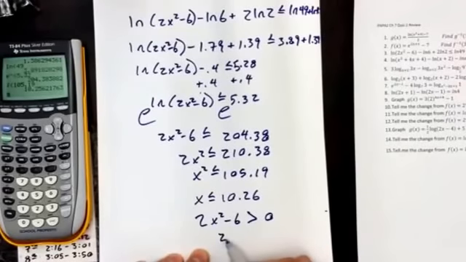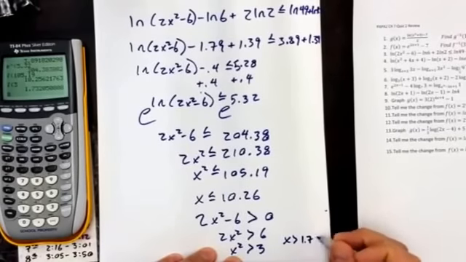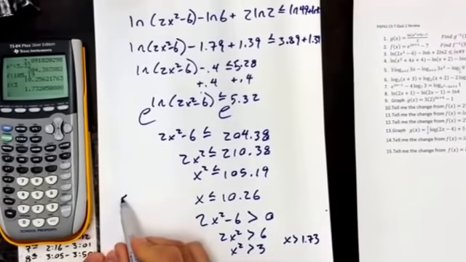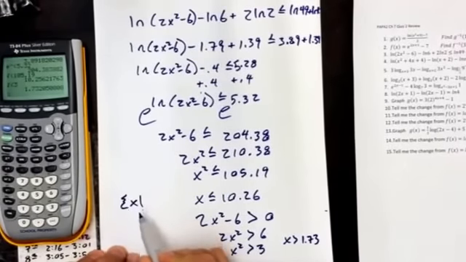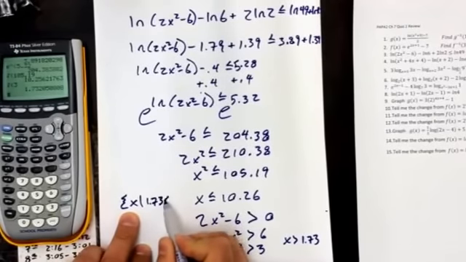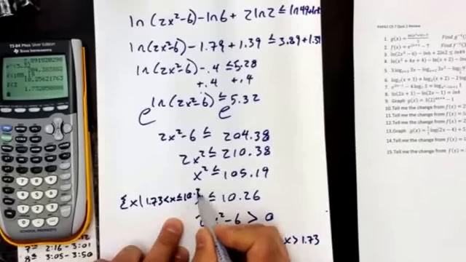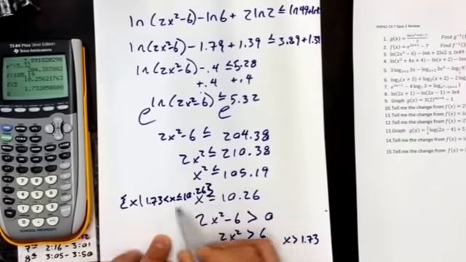So I'm going to add 6. Divide by 2. And then square root. So I want to write this as set builder. X follows the rule that 1.73 is less than x, which is less than or equal to 10.26. And that's it.